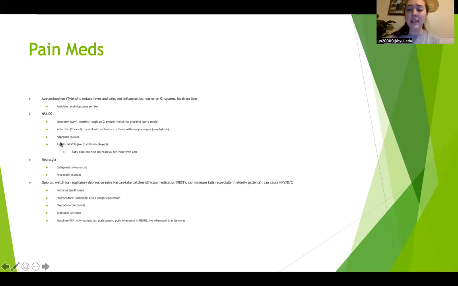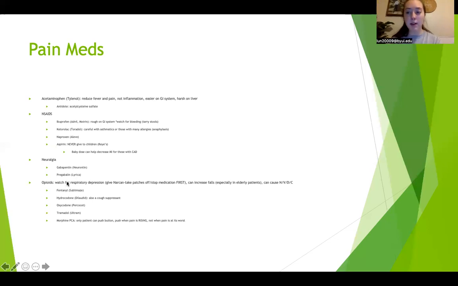Aspirin, we're never giving to children because it can cause Reye's syndrome. But the baby aspirin dose of 81 milligrams can help those who had or have coronary artery disease. It decreases the risk for myocardial infarction. And if you had a heart attack, you take a baby aspirin every day to decrease the risk of having another heart attack. For neuralgia, so nerve pain, there's gabapentin and pregabalin.